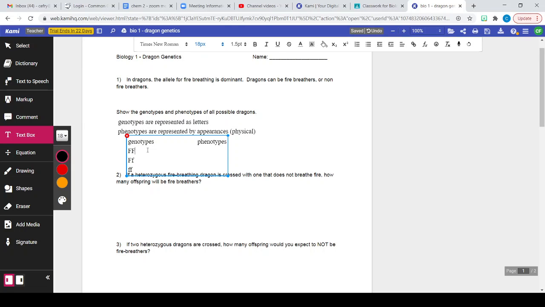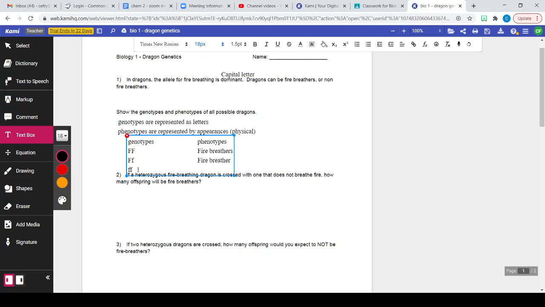Now it tells me that in dragons, the allele for fire breathing is dominant. Dominant means big, so I'm going to write that above here. You write the same thing. All right, so this means capital letter, which capitals are big and dominant is dominant. So I think of you being bigger. So dominant. So your recessives then would be lowercase. So if you have two capital letters, that's dominant. And it says that fire breathers are dominant. Once again, here I have a capital, and as long as I have a capital in there, it's dominant, and it's going to be a fire breather.